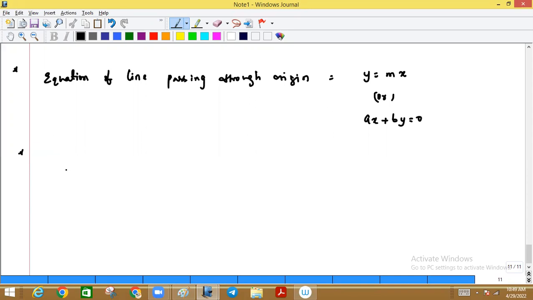Equation of a line having slope m and y-intercept c is y is equal to mx plus c.